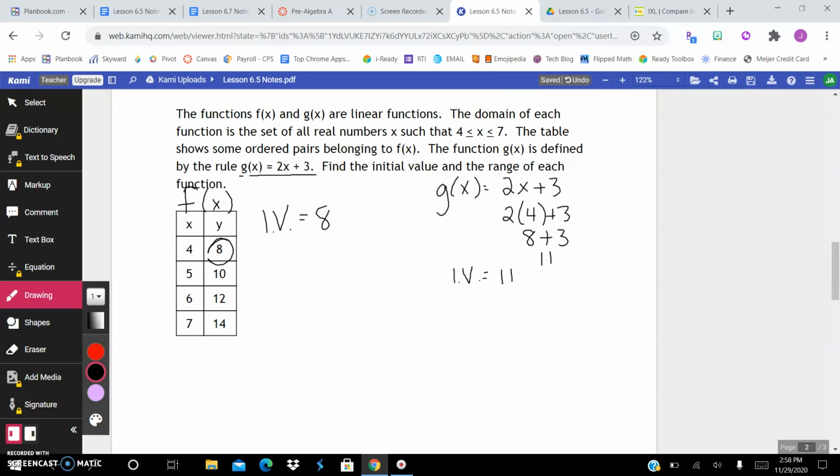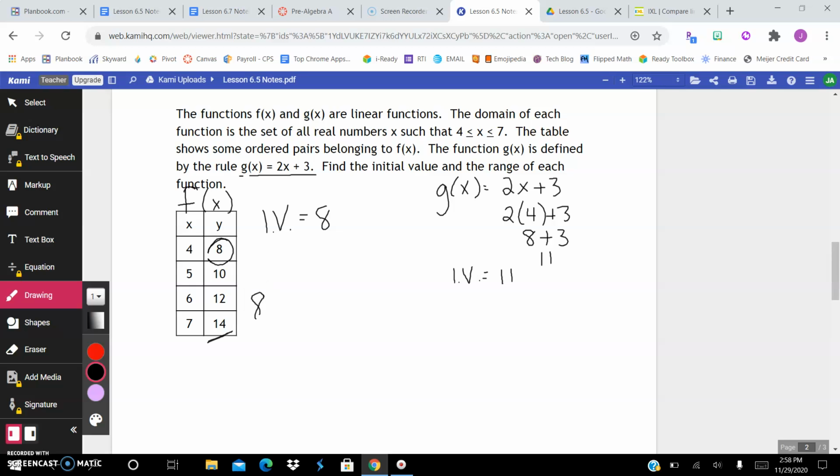And then it says find the range of each function. Well, the initial value where it starts, we found that. Now we have to figure out where it stops. In other words, we have to figure out what is the y value when x is the largest number, which in this case is 7, because it told us between 4 and 7. So f of x is going to go to 14.